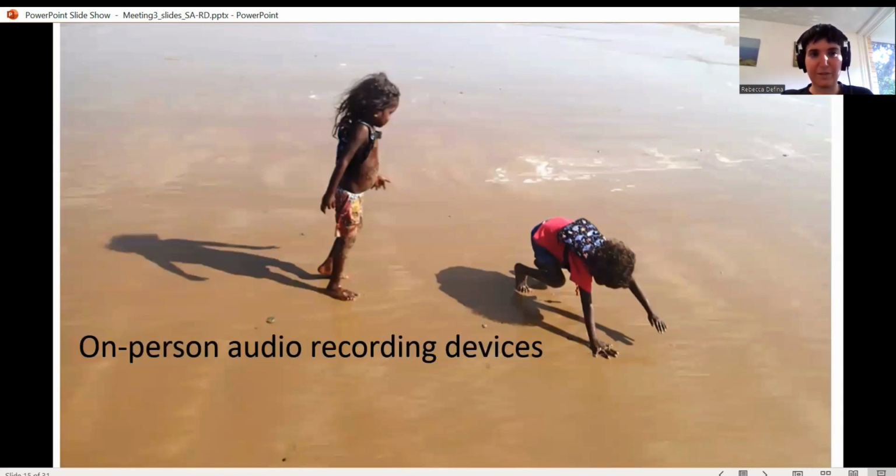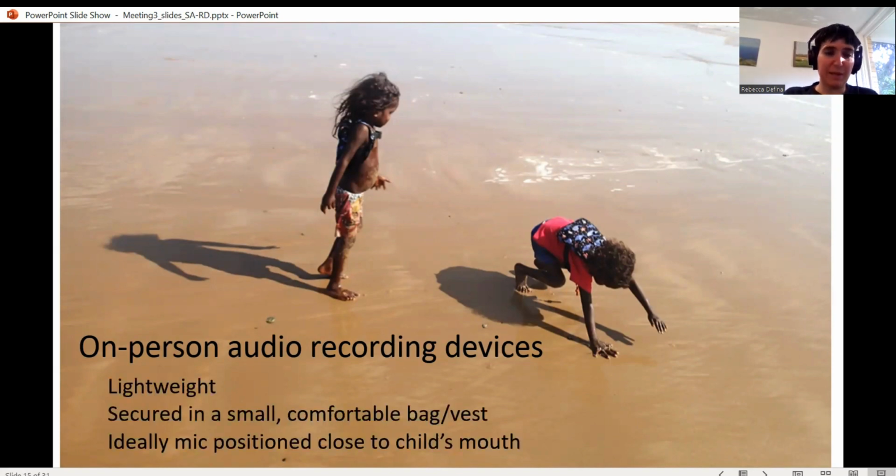And one really good way of doing this is having the audio recording device on the child. It needs to be lightweight and secured in a small, comfortable bag or vest, and ideally have the microphone positioned close to the child's mouth. And then there's a few ways that can be done.